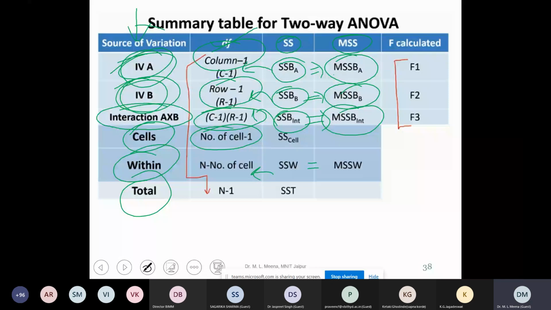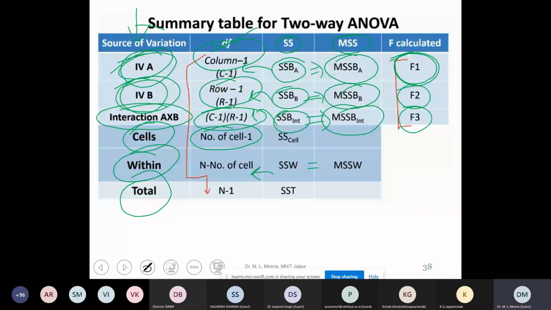So, interaction and main effect, and in this case three hypotheses form. For all three hypotheses we get the F1 calculated value, F2 calculated value, and F3. So how do we find out the calculated F1?